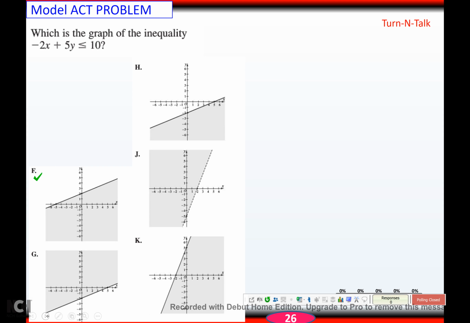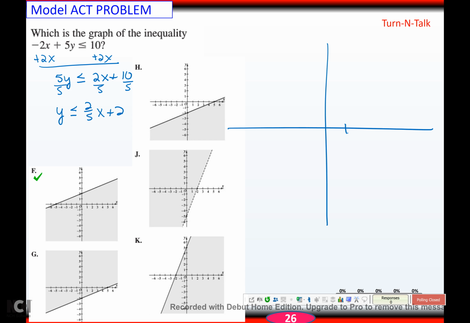And hopefully you got F. So to graph this, I need to get y alone. So I'm going to add 2x, add 2x. I get 5y is less than or equal to 2x plus 10. Divide by 5, by 5, by 5. y is less than or equal to 2/5 x plus 2.